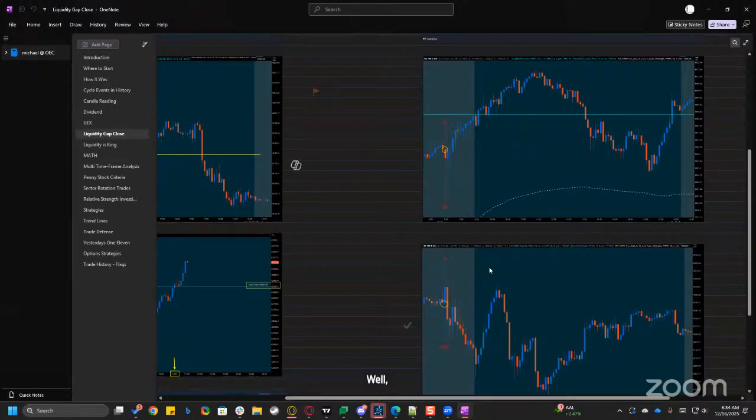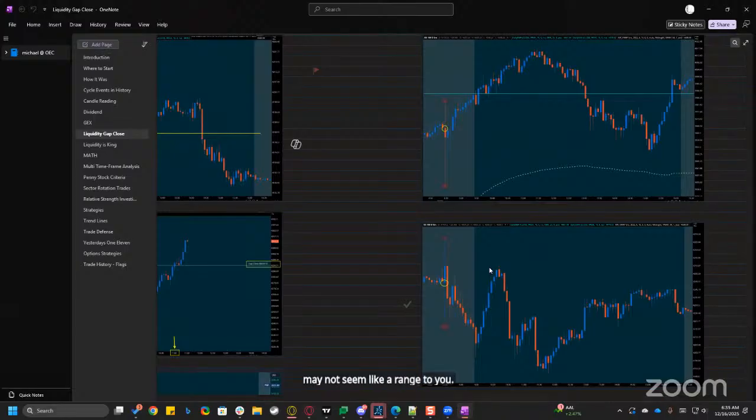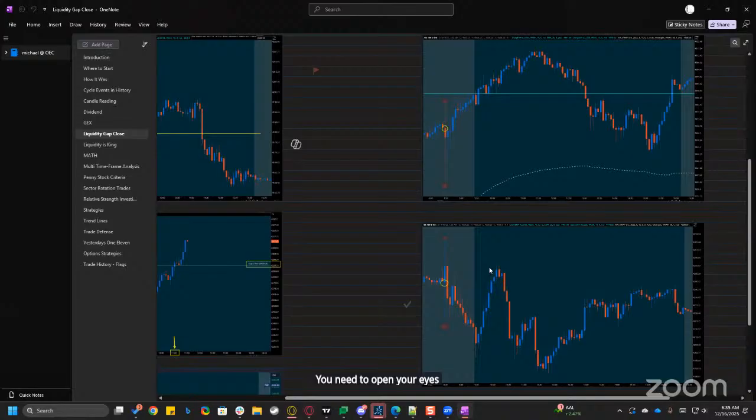Well, anything can be a range, right? One single candle may not seem like a range to you, but what if I'm talking about a weekly candle and then we open that weekly candle up and we have 5 daily bars? Or we open that one daily bar up and we have 9 hourly bars, right? So just one candle can be a range. And once you eliminate your own bias that one candle can't be a range, then you need to open your eyes to all kinds of possibilities.